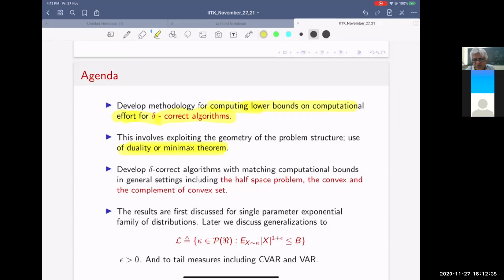And once you understand the lower bound problem and its structure, you can use that to develop algorithms which match the lower bound. As delta goes to 0, the performance of the algorithm is as if you knew the lower bound. So the amount of effort you spend exactly matches the lower bound to the first order. And this involves exploiting the geometry of the problem structure.